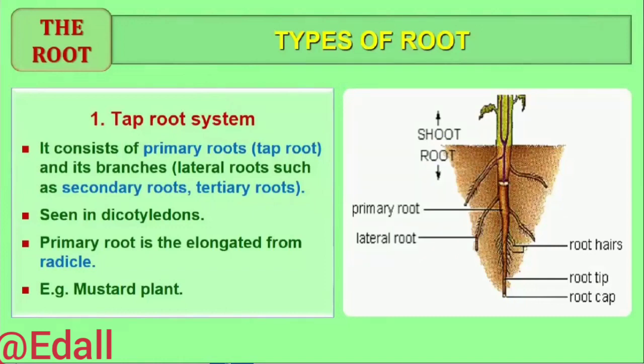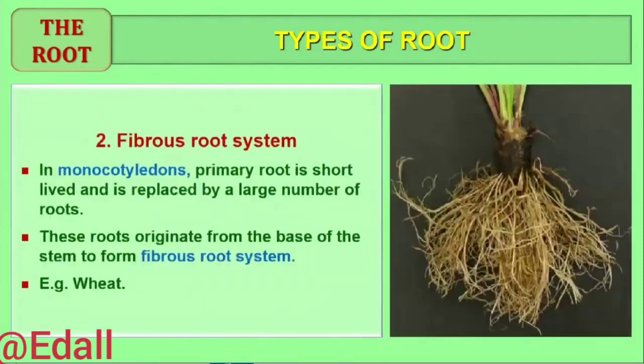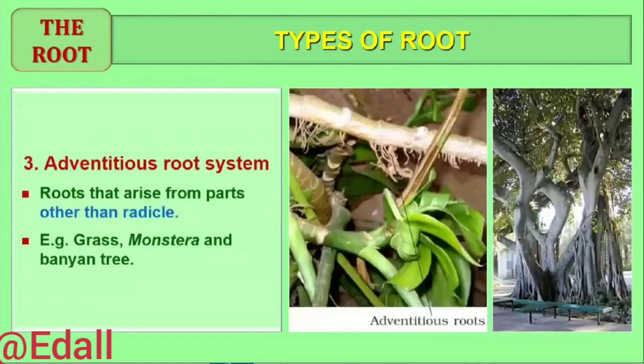It bears lateral roots of several orders that are referred to as secondary, tertiary, etc. roots. The primary roots and its branches constitute the taproot system, as seen in the mustard plant. In monocotyledonous plants, the primary root is short-lived and is replaced by a large number of roots. These roots originate from the base of the stem and constitute the fibrous root system, as seen in the wheat plant. In some plants, like grass, monstera and the banyan tree, roots arise from parts of the plant other than the radicle and are called adventitious roots.